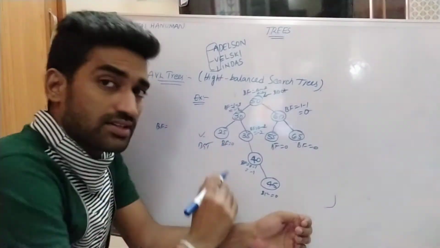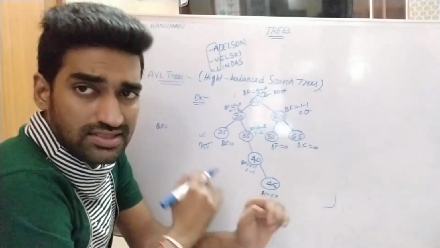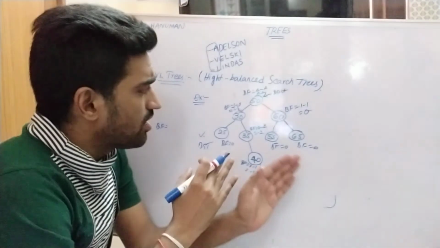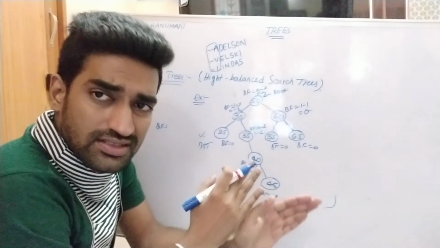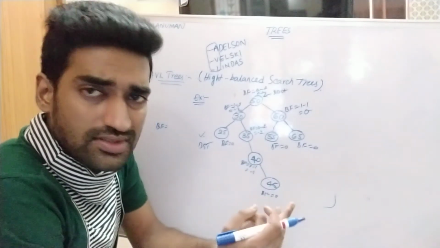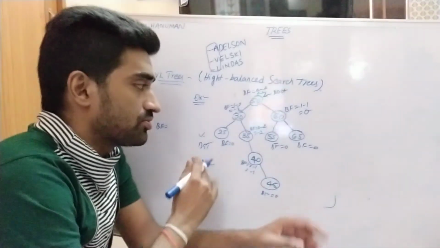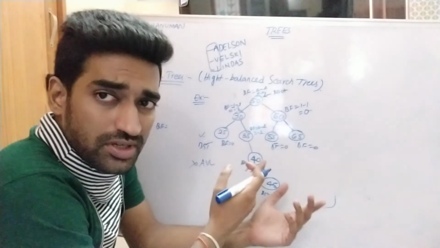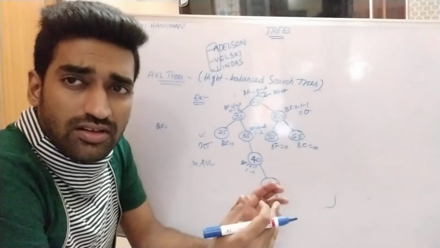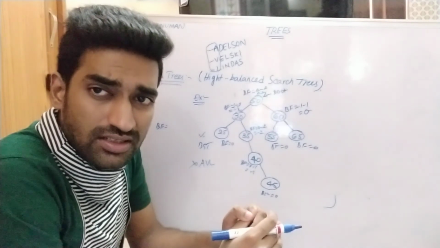But this is a binary search tree. Why? Because it satisfies the properties of a binary search tree. It contains at most 2 children, and greater value elements are presented in the right subtree, lesser value elements are presented in the left subtree. So that's why this is a binary search tree, but not an AVL tree. It does not satisfy the property of balancing factor, right? So this is about the definition of an AVL tree as well as an example for an AVL tree, right?